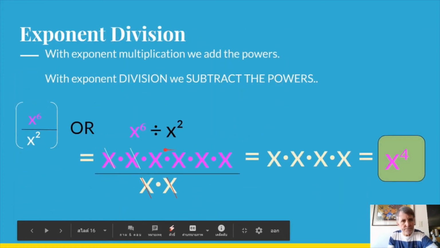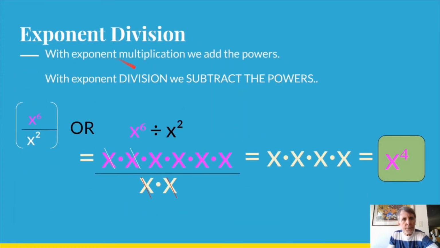Exponent division. Well, with exponent multiplication, we add the powers. So math is very symmetrical. If we're multiplying, we add the powers. You might guess that when we divide, we subtract the powers. And I can show you that. So here we have x to the 6th divided by x squared. Or I could write it like this, divided, but it's a fraction.